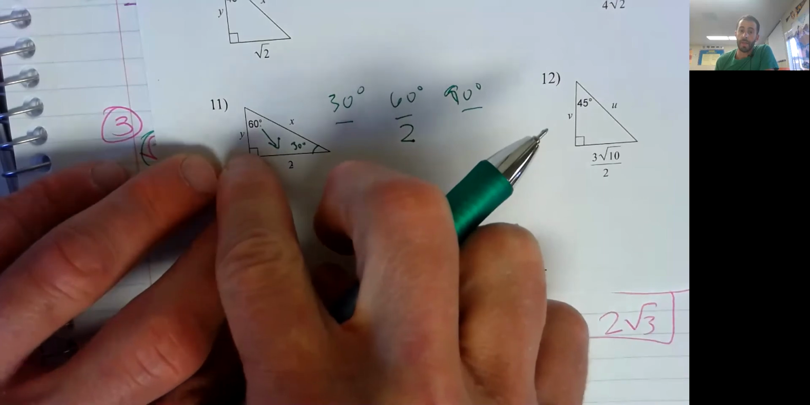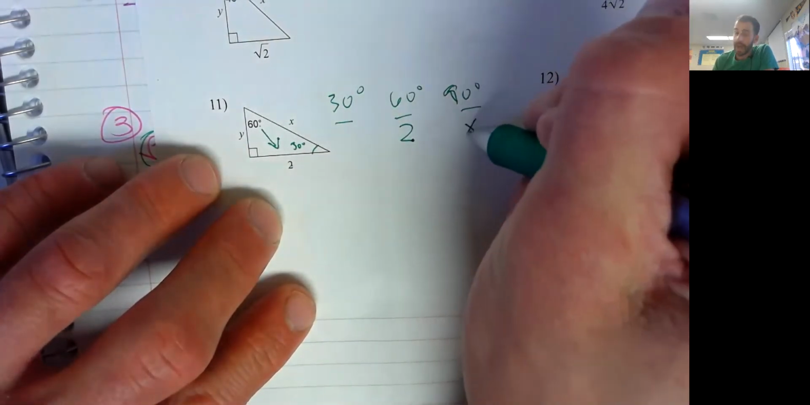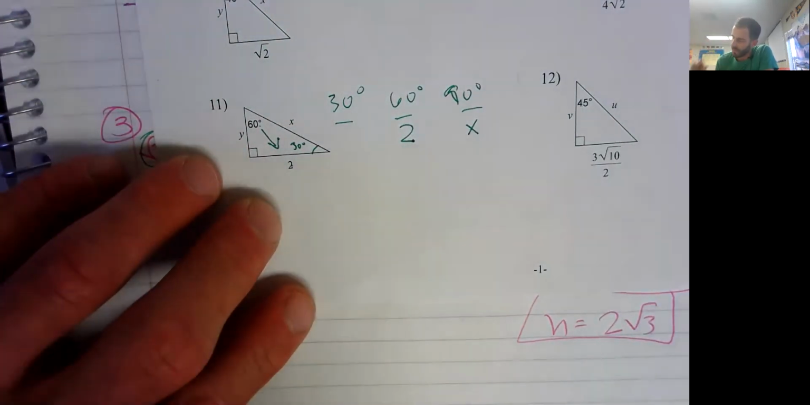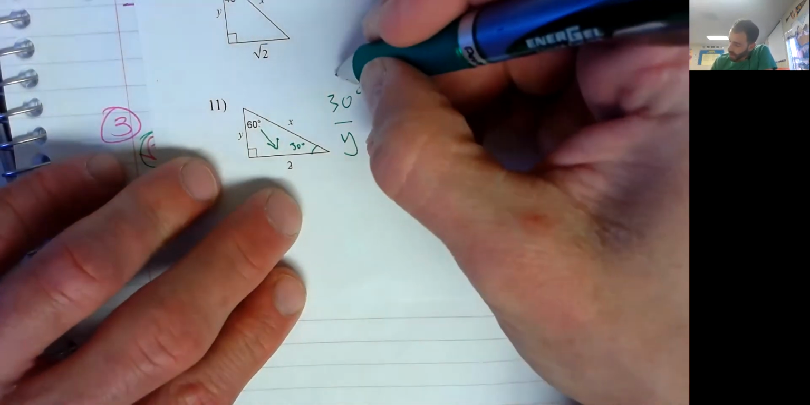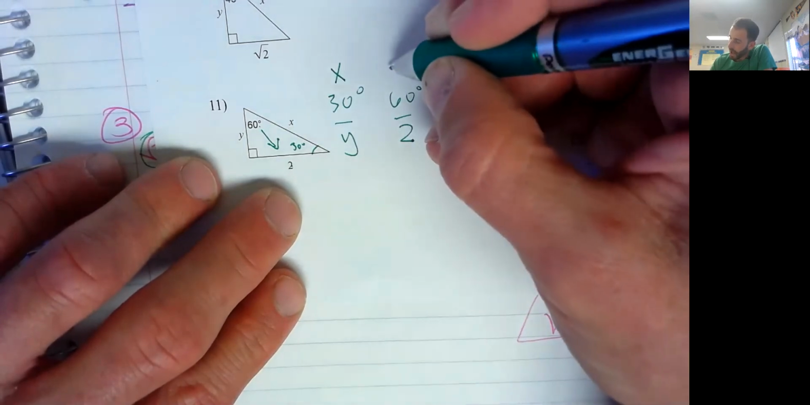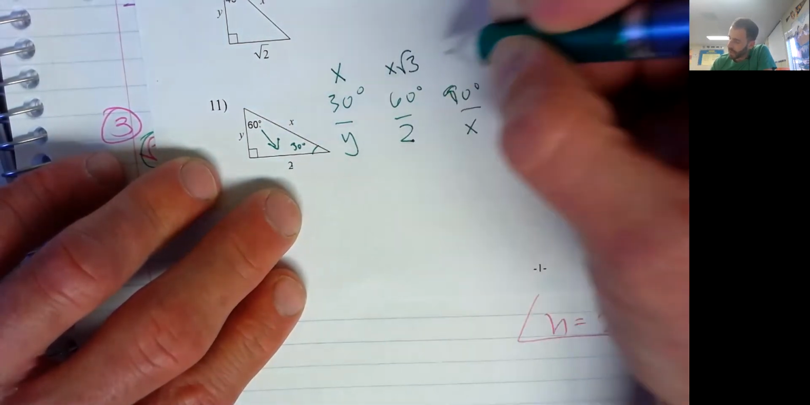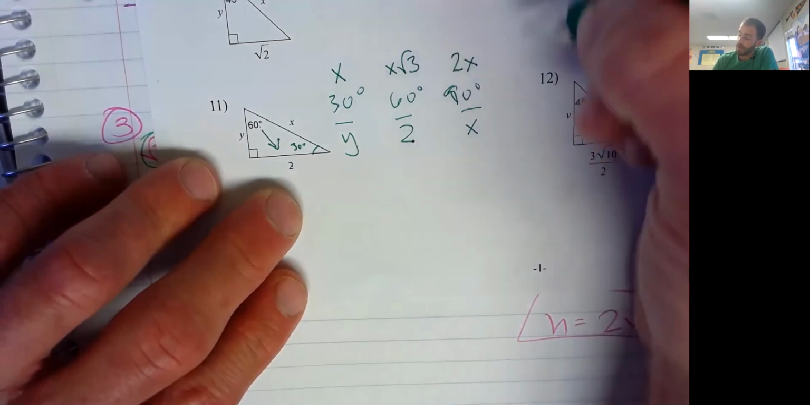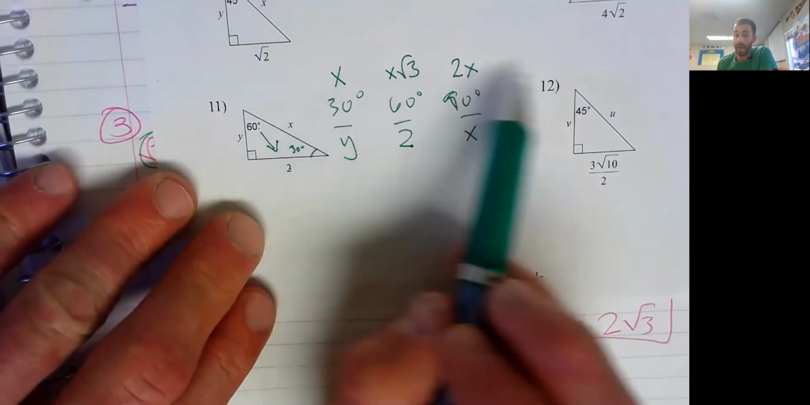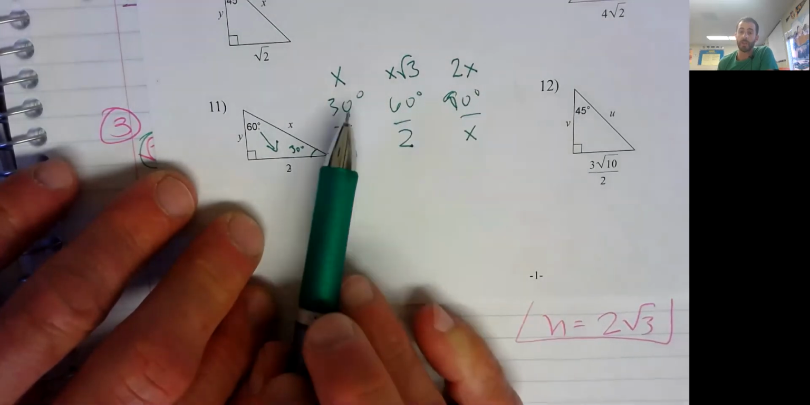Across from the 90 is this x. I hate variables. And this is y. Now, what's it supposed to be? Across from the 30 is supposed to be a number, and then across from the 60 is supposed to be a number rad 3, and across from the 90 is supposed to be 2 times that first number. So we made a chart. x, x rad 3, 2x, 30, 60, 90.